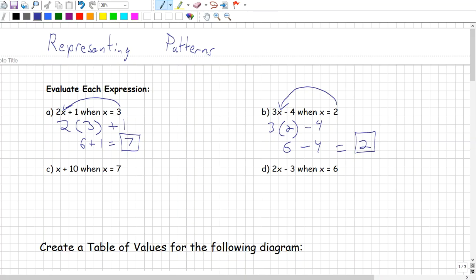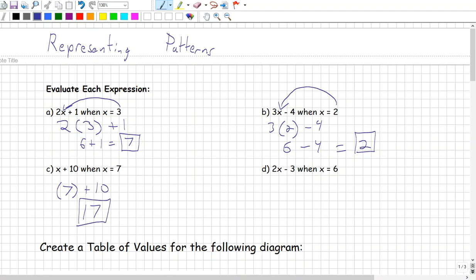And usually I put a box around my answer because then it makes it really clear what the answer is. Next one, again, x equals 7. My expression is x plus 10. So this time I have nothing multiplied by x, but I'm still going to put it in brackets just to remind myself because I'm replacing the x with 7. And that's 7 plus 10. It's not 7 times 10. The only way you'd have 7 times 10 is if your 10 was right next to the 7, right? That would be 7 times 10, but that's not what we have here. What we have here is 7 plus 10. And 7 plus 10, of course, is 17. So just be aware of that.